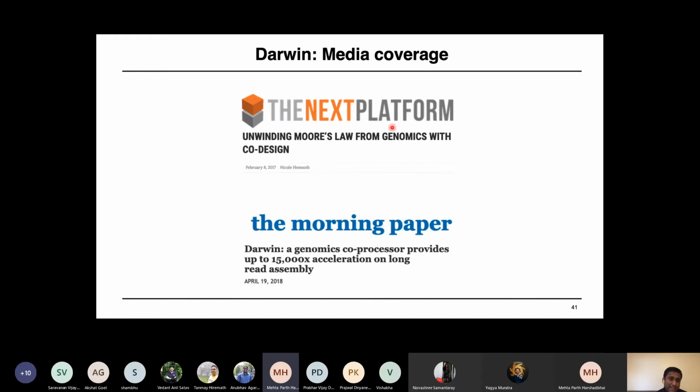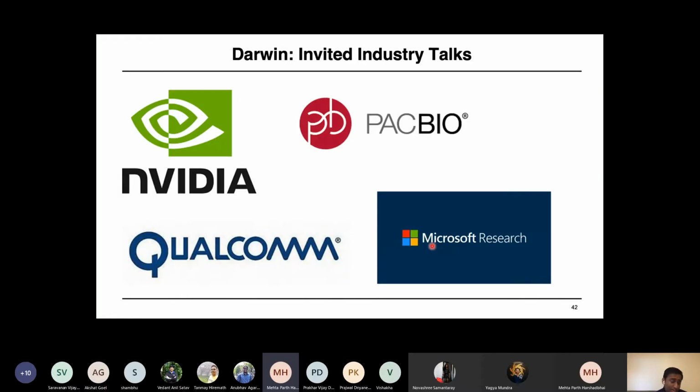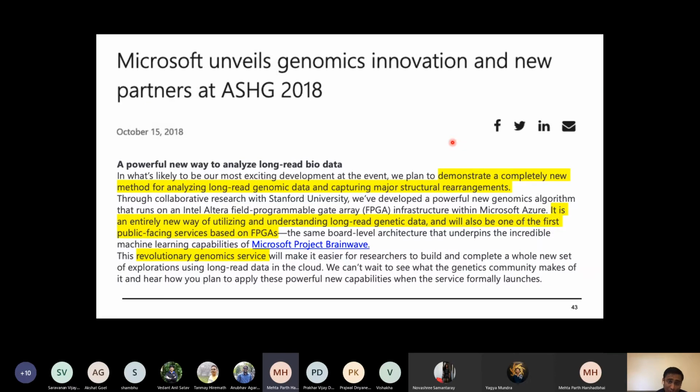For example, we were covered by the Next platform as well as the morning paper. And I was invited to give a number of industry talks that includes at NVIDIA, Qualcomm, Microsoft Research, and Pacific Biosciences. This is, by the way, a sequencing company. And in order to have real world impact, I actually worked over a summer with Microsoft Research.